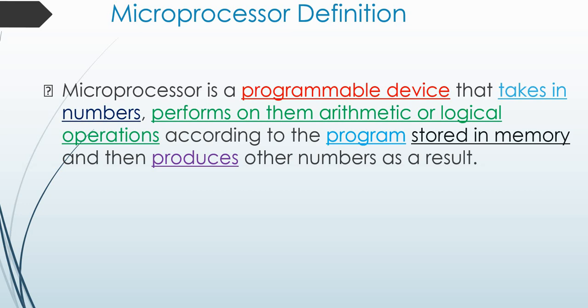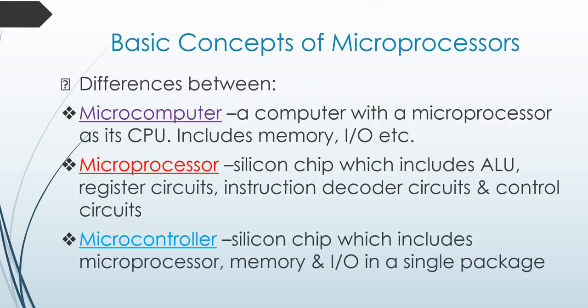There are a number of microprocessors available, for example the 8086 microprocessor and the 8085 microprocessor. Like Intel Pentium, there are so many microprocessors. This is one of the first basic microprocessors we are going to discuss.